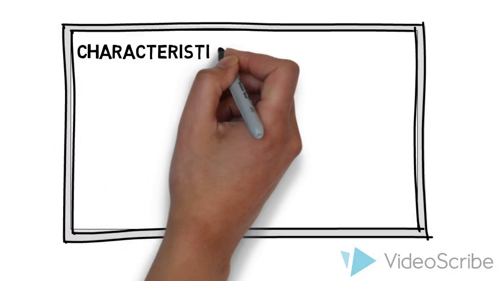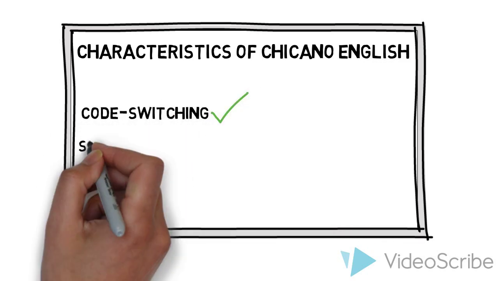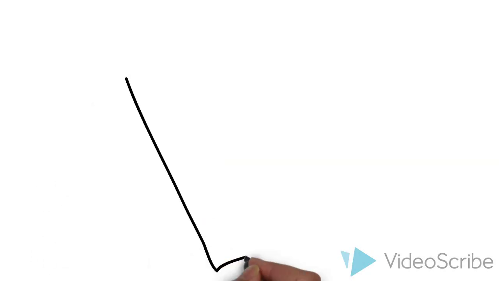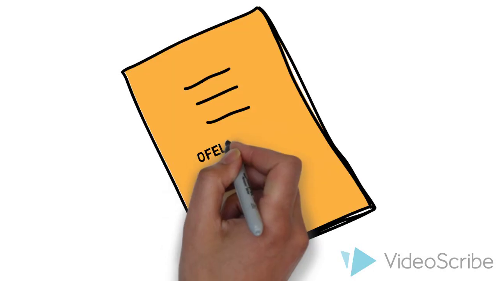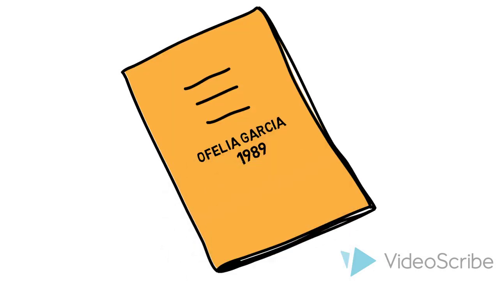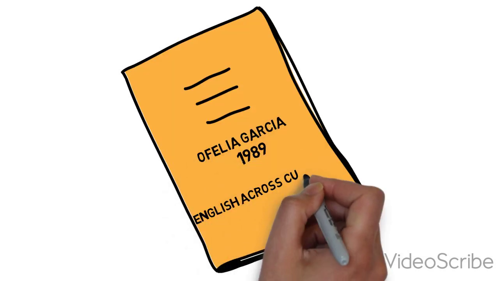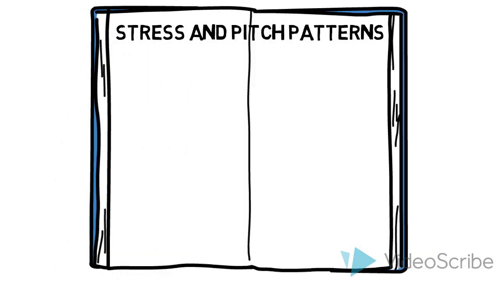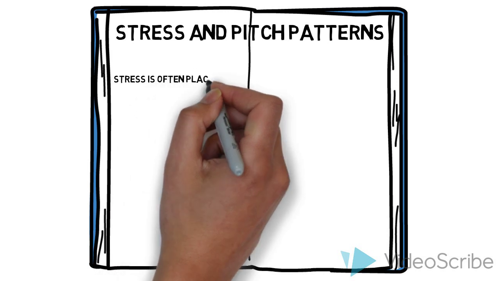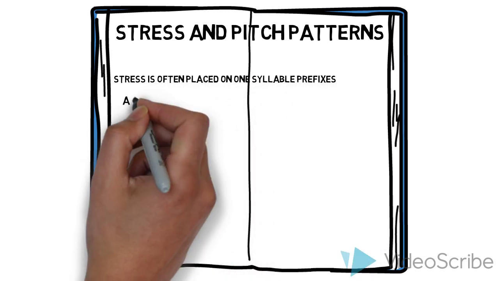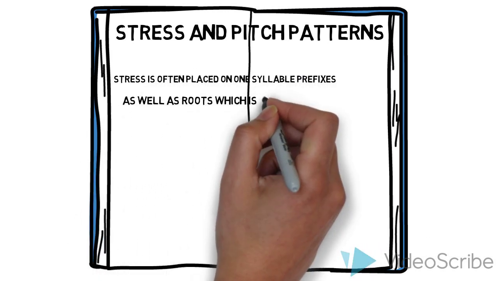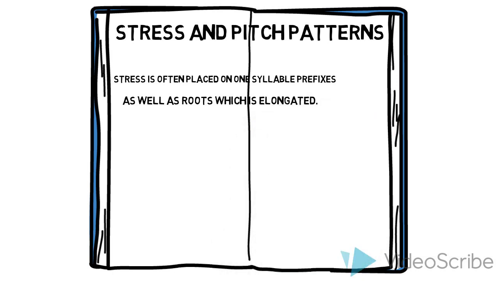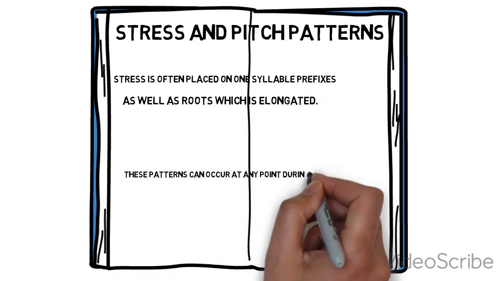Another characteristic of Chicano English is stress and pitch patterns. As stated in Ofelia Garcia's 1989 article, English Across Cultures, stress and pitch patterns are one of the most distinct characteristics of Chicano English. Stress is often placed on one-syllable prefixes as well as roots, which is elongated. Unlike standard English, these patterns can occur at any point during the conversation.